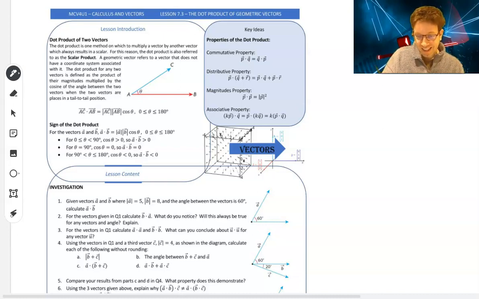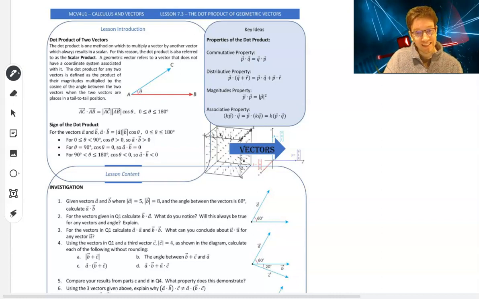Okay, so let's take this example. Here we have two vectors AC and AB, and if we connect them tail to tail, they are separated by some angle theta. Now geometrically, if we want to calculate the dot product of these two vectors, we take the magnitude of each vector and multiply them, and then we multiply that by the cos of the angle between them.